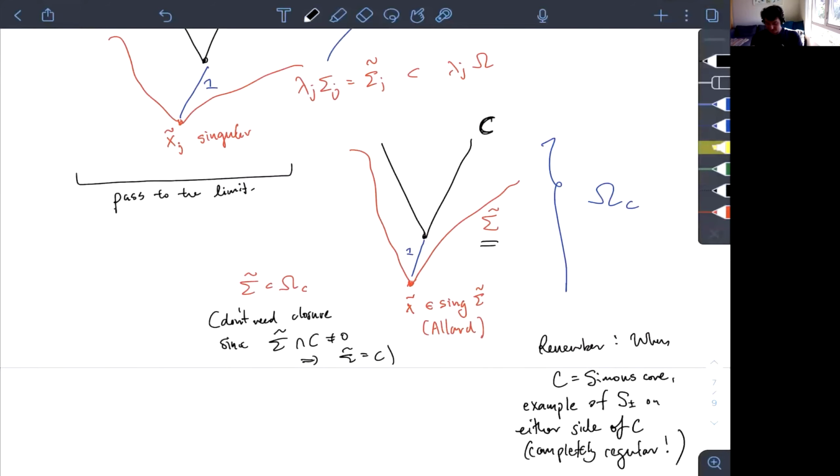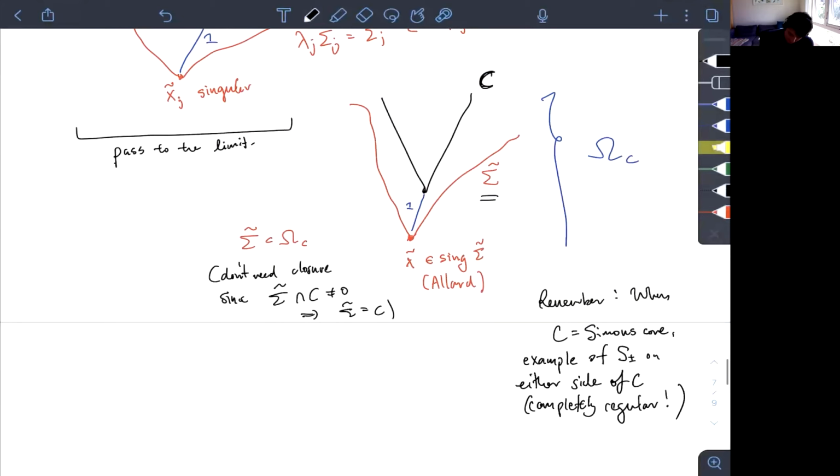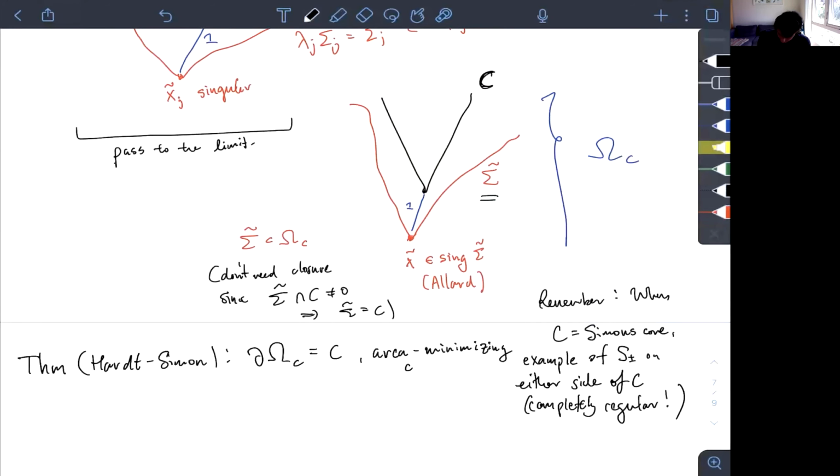And this is sort of the great idea of Hardt and Simon, is that, well, for a general area minimizing cone, not only do such surfaces exist, but they're also the unique surfaces on either side. So let me state this. Okay, so take a set of locally finite perimeter whose boundary is an area minimizing cone.